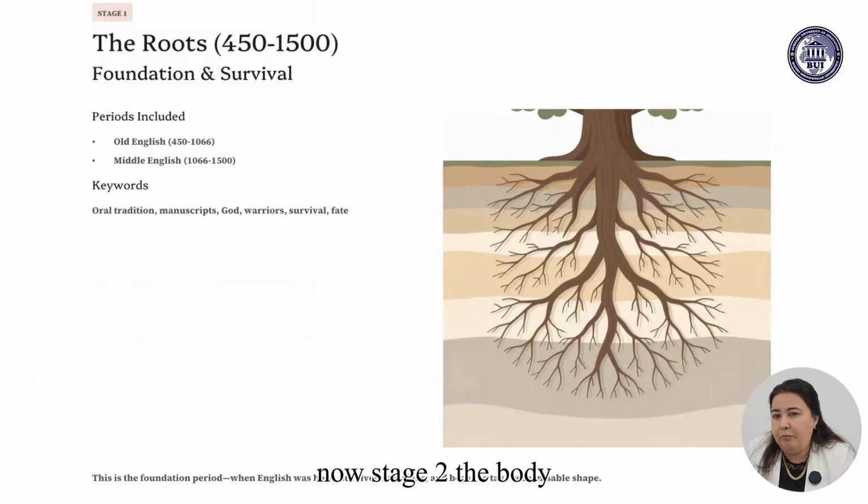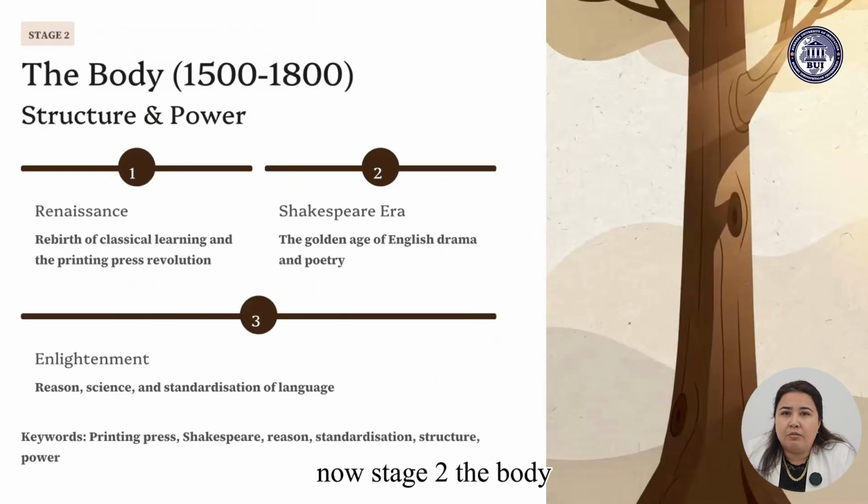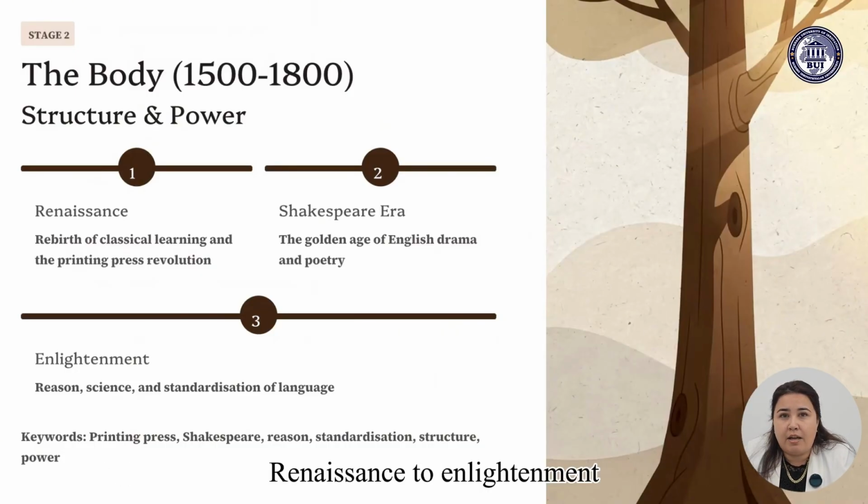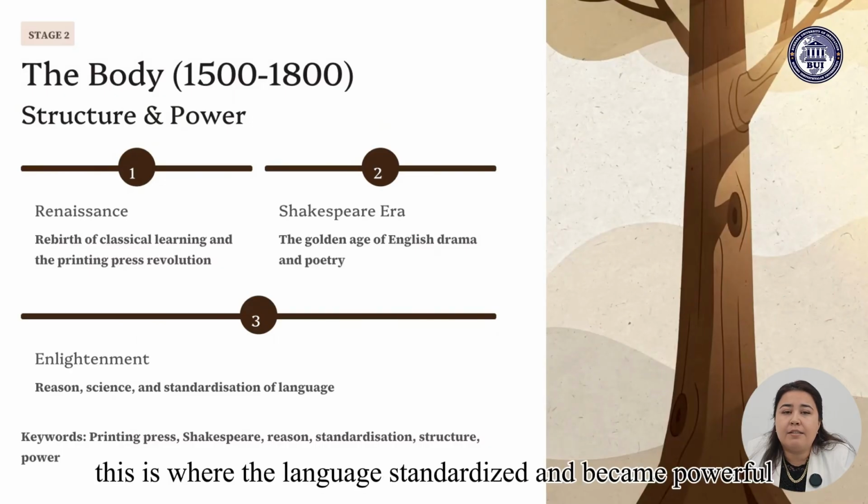Okay, now Stage 2, the body. It starts from 1500 and ends with 1800. Stage 2, the body, Renaissance to Enlightenment. The keywords: printing press, Shakespeare, reason, and science. This is where the language standardized and became powerful.